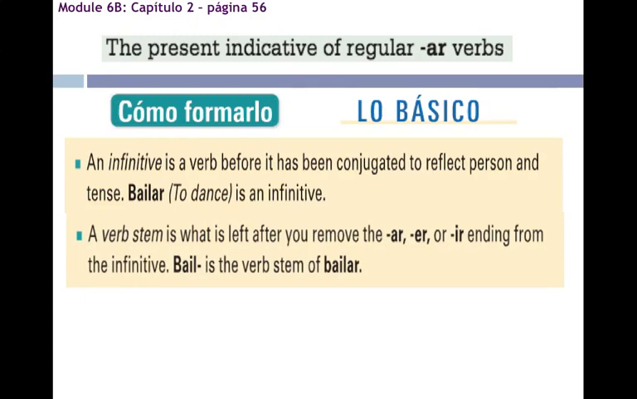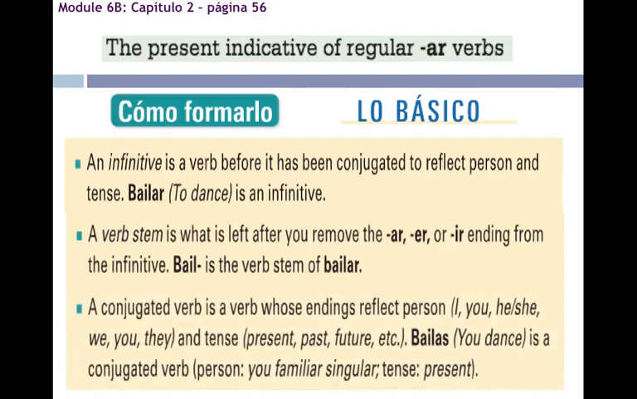And what happens is, in order to conjugate and to change that verb, you chop off the ending, the AR, ER, or IR, and you're left with something called the stem. And within the stem is the meaning. So if you just saw BAIL, you would know that has to do with dancing. How about if you just saw HABL? It would have to do with talking. If you just saw COCIN, it would have to do with cooking, even though that ending has been chopped off.